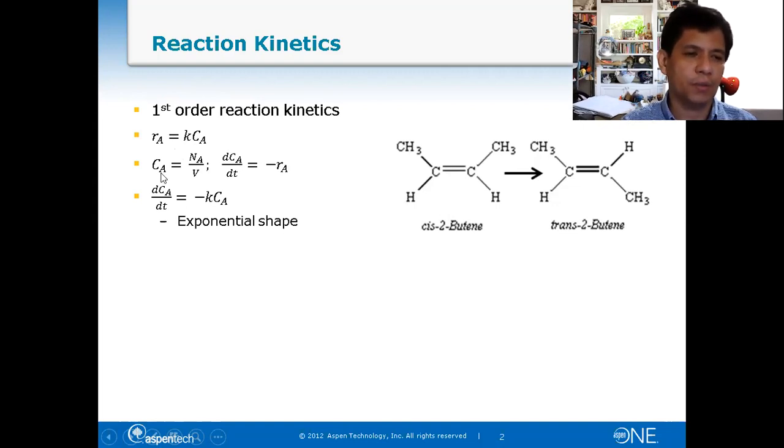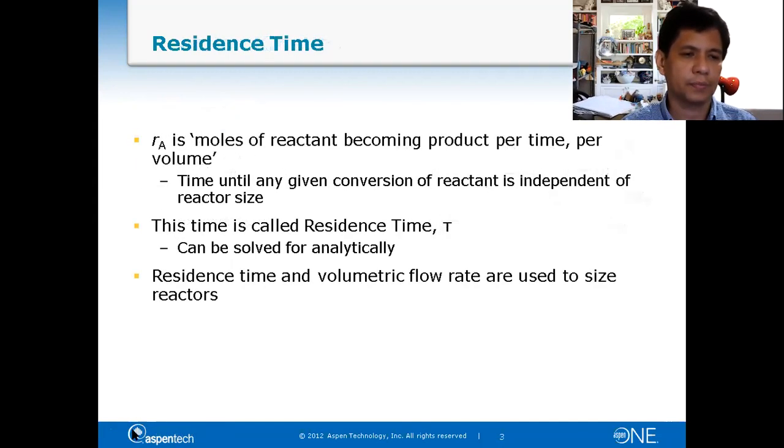And then CA is equals to NA divided by V. V is the volume. Okay, of course, I hope you're still familiar with this equation sa kinetics. Okay, RA is moles of reactant becoming product per unit time, per unit volume. So this is the time until any given conversion of reactant is independent of reactor size. So ito namang RA na to, itong moles of reactant becoming product per unit time, per unit volume, totoo ito sa CSTR at saka sa PFR. Medyo mag-iiba lamang siya sa PBR kasi sa PBR per unit weight siya.